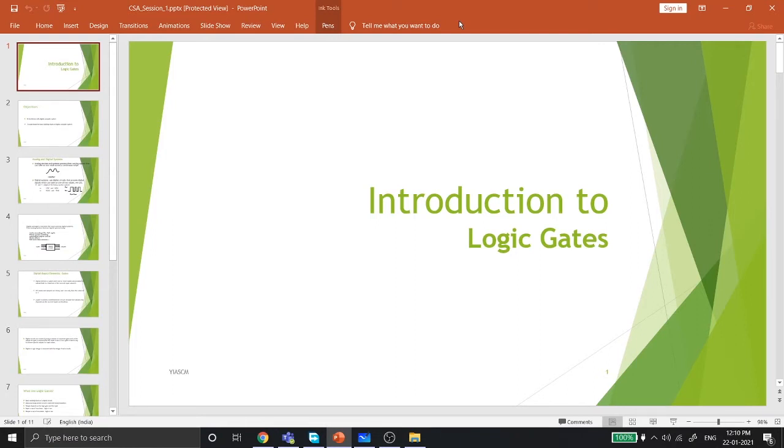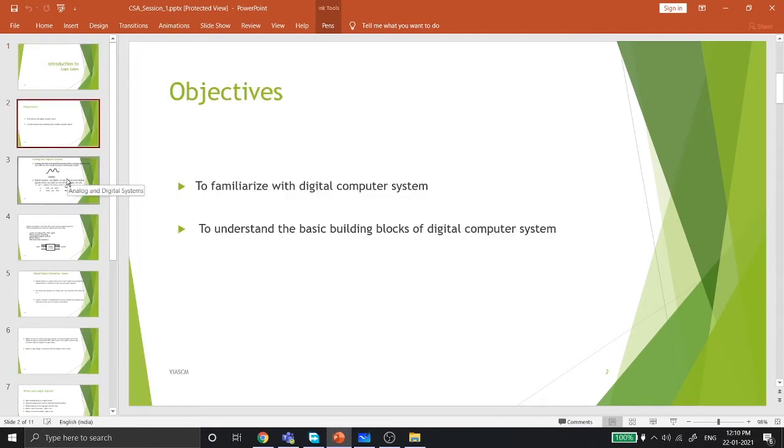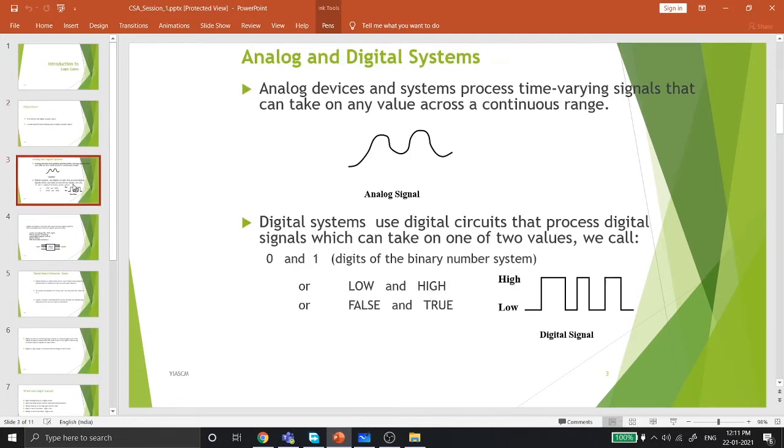Logic gates are the basic building blocks for digital circuits. In electronics there are basically two kinds of circuits: digital circuits and analog circuits. Digital circuits work digitally, meaning they have two values, 0 and 1. The objectives of this chapter are to familiarize you with the digital computer system and to understand its basic building blocks, which are logic gates.